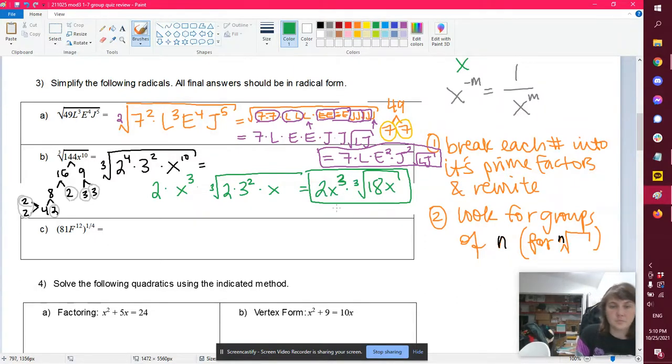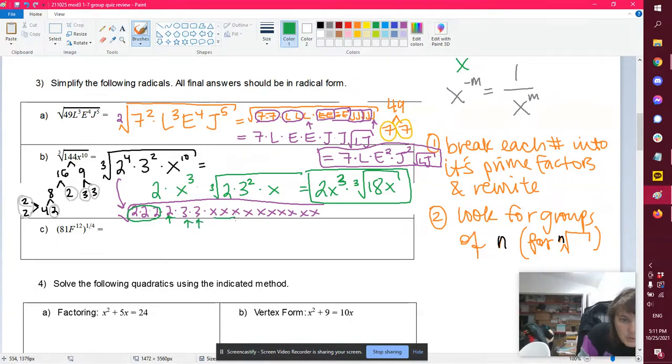If we wanted to, we could have written this one out like this. 1, 2, 3, 4, 1, 2, 1, 2, 3, 4, 5, 6, 7, 8, 9, 10. And then my groups would have been 2s, 1 left over, no group of 3, 1, 2, 3, 1 left over, which is why I eventually get this as my answer.